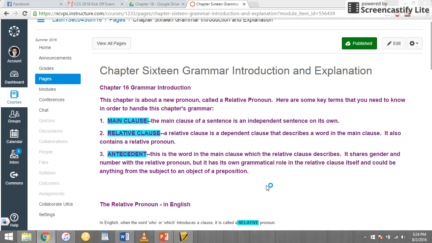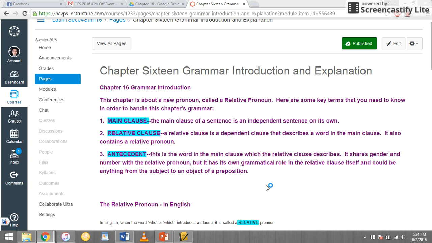So first of all, you have a main clause, a relative clause, and an antecedent. The main clause of a sentence is an independent sentence on its own. A relative clause is a dependent clause that describes a word in the main clause. It also contains a relative pronoun. You cannot have a relative clause without a relative pronoun.